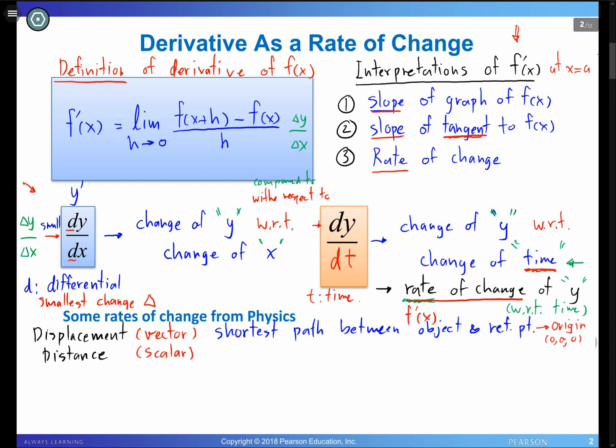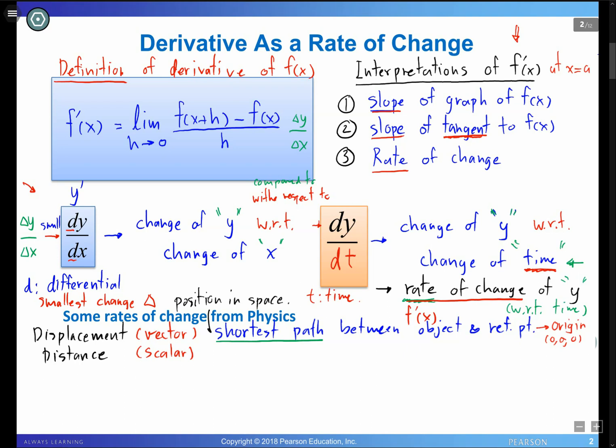Now the keywords are these: shortest path. Here we don't really care how this object travels in space. We only care about the final location it ends up at. And that's why sometimes we look at displacement as the position in space. So this is position in space.